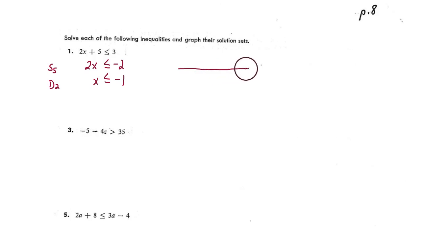Now we're going to graph that solution set on a number line. Here's negative 1. It gets a closed dot because of this equal symbol, and you shade to the left.